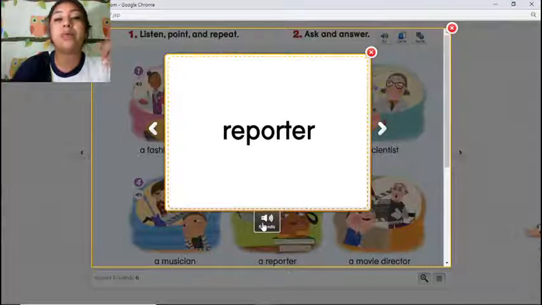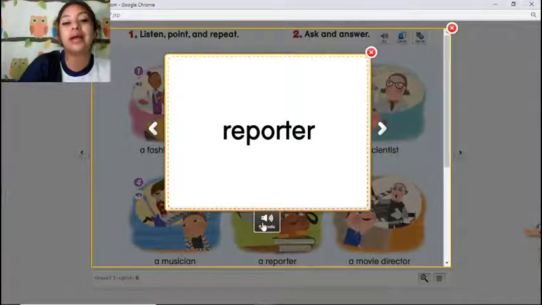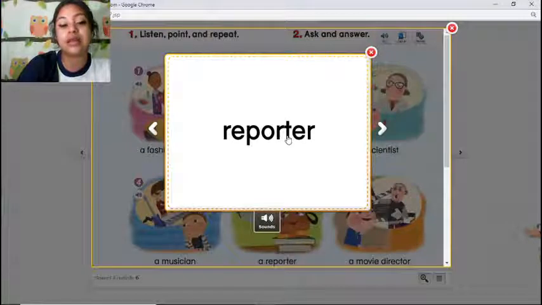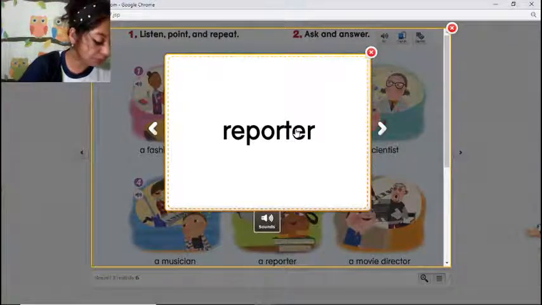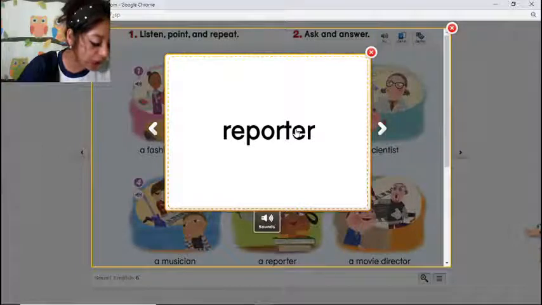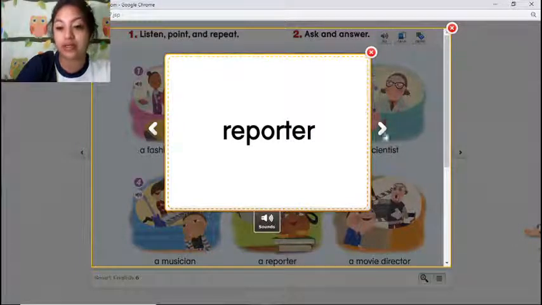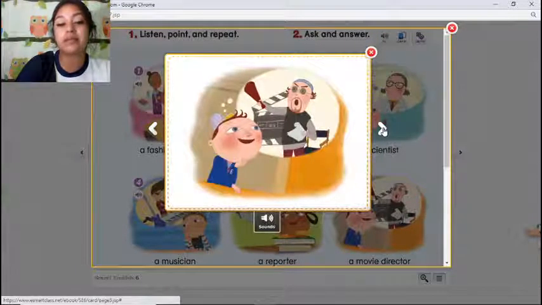Reporter. Reporter. Remember that it doesn't sound like a T, reporter. It sounds like an R. Reporter, right? Reporter. She wants to be a reporter. That's correct. Excellent. Let's go into advance.